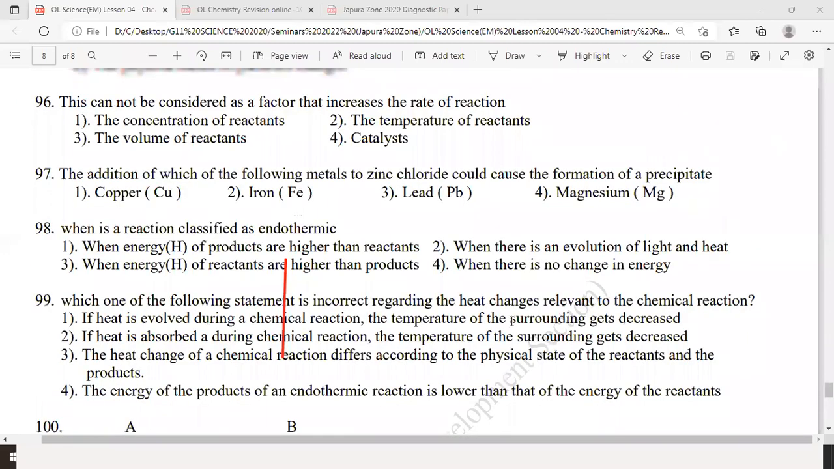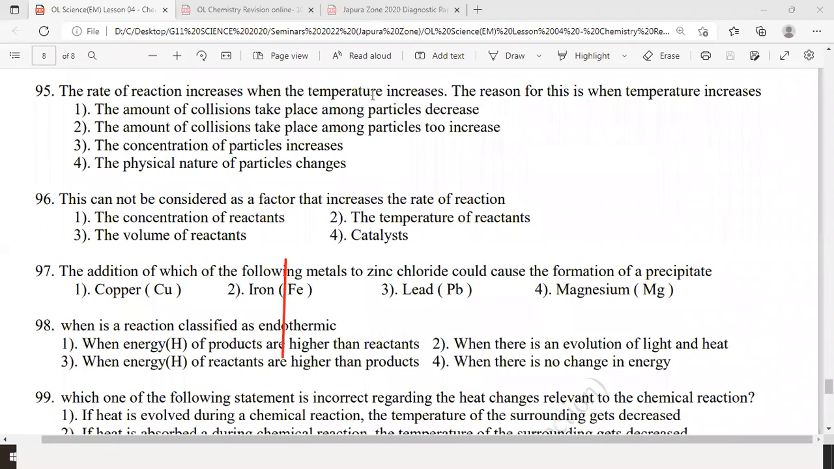Rate of reaction increases as the temperature increases. Reason: for any reaction, the rate increases with temperature. What are the factors affecting the rate of reaction? Temperature, catalyst, concentration, and physical nature of reactants. So what would be the answer?